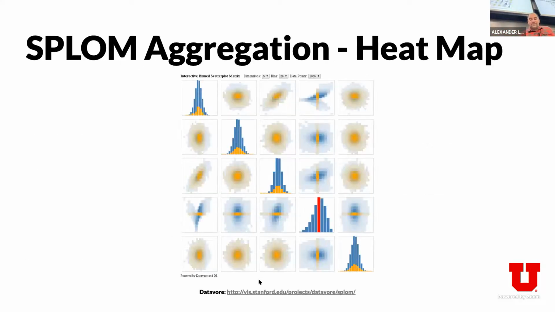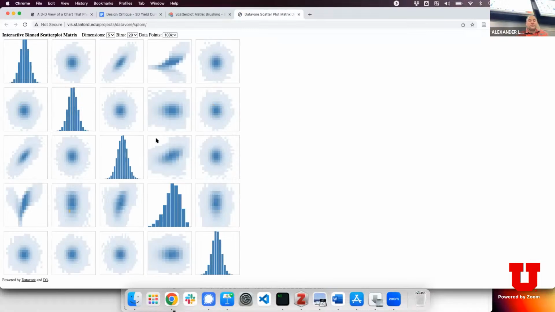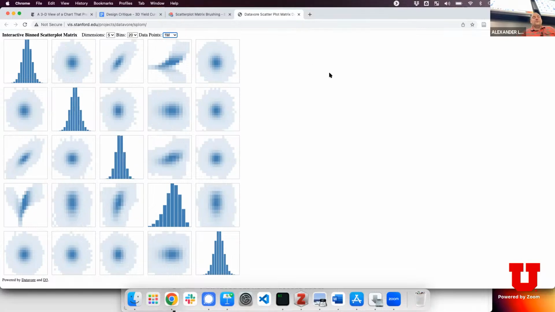Here is an example that uses the approach I mentioned about binning. Well, let's go big. We're showing 1 million data points. Each of these cells is representing 1 million data points. It's not really rendering them, but it's the binning behind the 1 million data points. And, you know, it's blazingly fast.